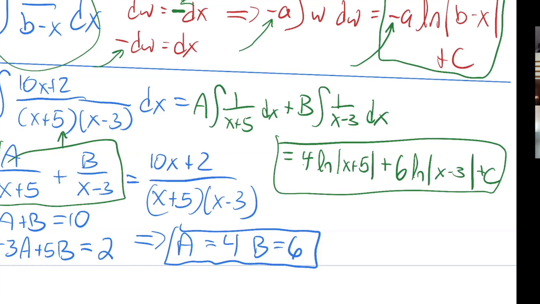While watching your video, I learned how to solve partial fraction decomposition a little differently. I multiplied through by the quadratic in the bottom, x plus 5 and x minus 3, so I got A times x minus 3 and B times x plus 5. And then I put in different numbers for x to solve for A and B.